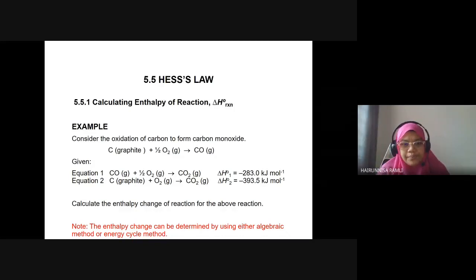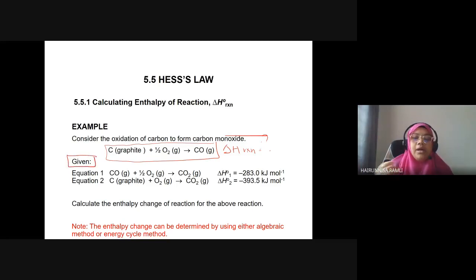Okay, kita tengok contoh. Consider the oxidation carbon to form carbon monoxide. Okay, for example, this is your target equation. I mean, ini yang you nak cari. Nak cari apa? Nak cari delta H. Delta H reaction dia. Berapa delta H dia? Okay, of course, again, dia sama juga macam direct method. Dia akan give a few sets of equation. Okay, yang related tapi not exactly the same lah. Kalau exactly the same, itu jawapan kan?